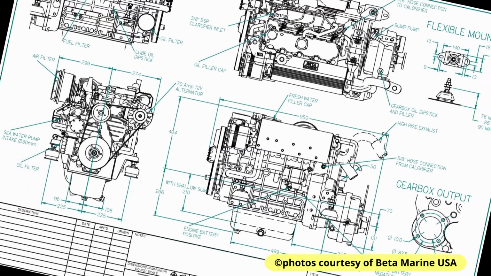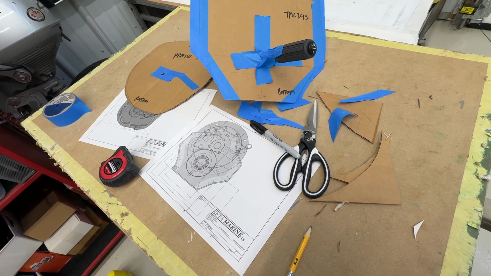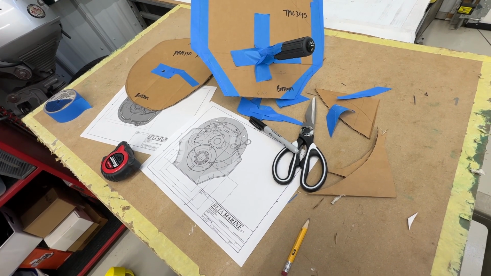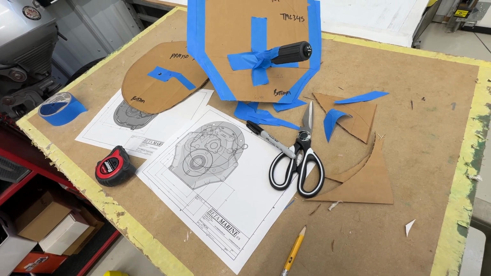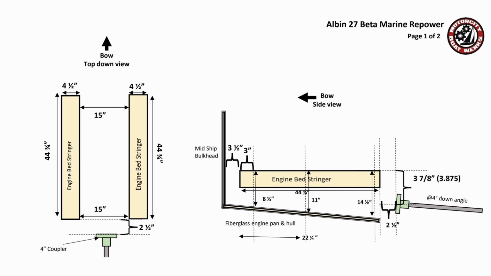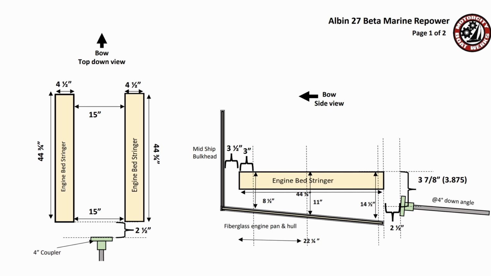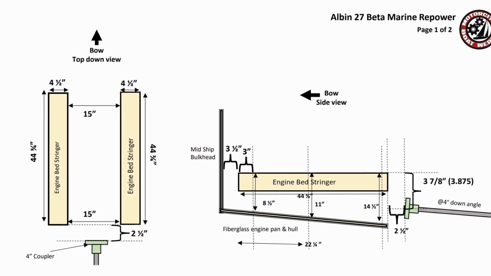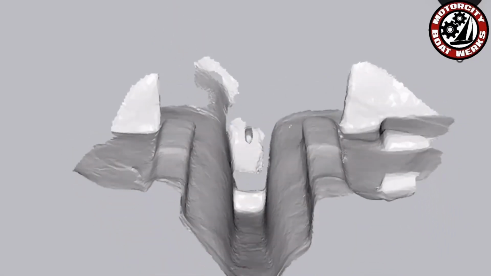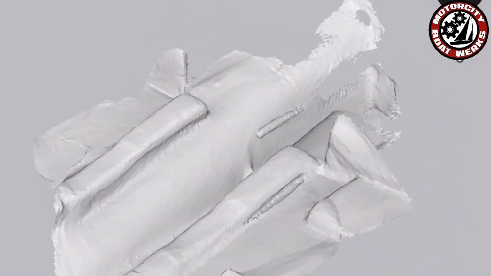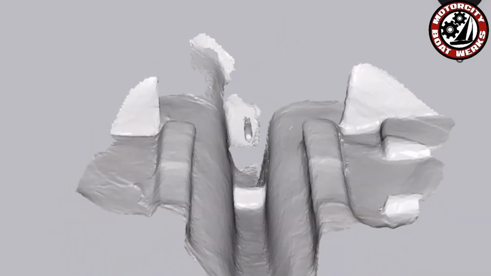Now, traditionally, you might do this using some patterns and very careful measurements and a little bit of mocking up. But I've been thinking about, is there another way to do this? At least so you can answer some simple questions about how the engine is going to fit inside the engine compartment on the boat.